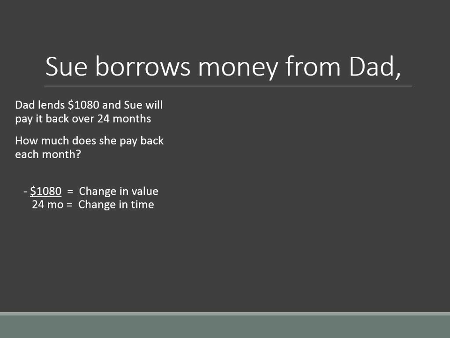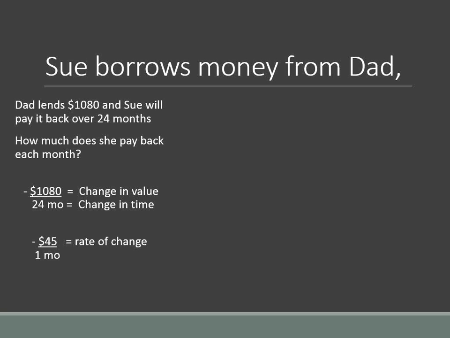And she's going to pay it back in 24 months, her change in time. And so the amount of money she's got to pay back every month is $45. And so we see that as a negative 45. And yes, we had the chats coming in at 45.